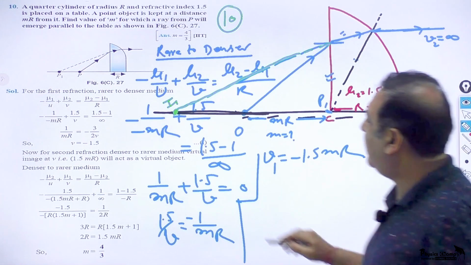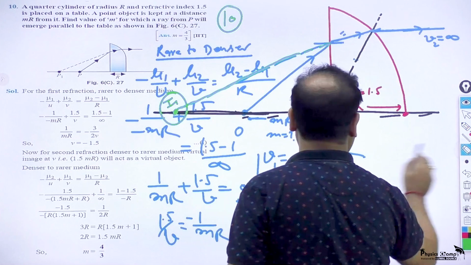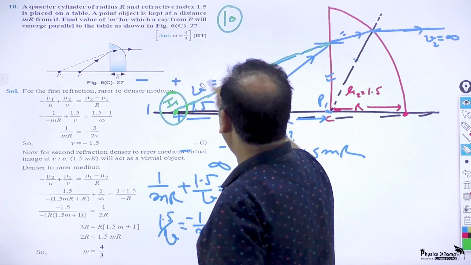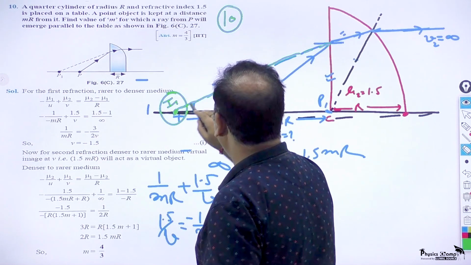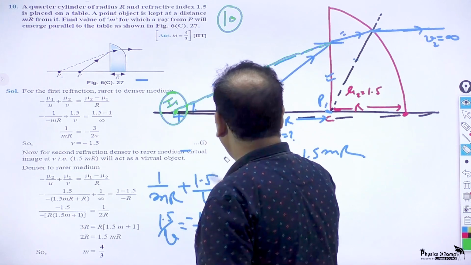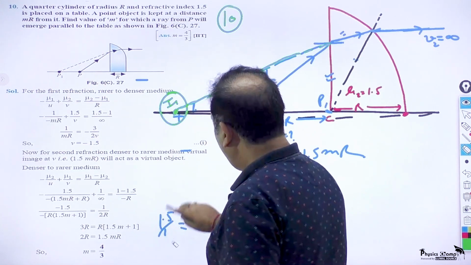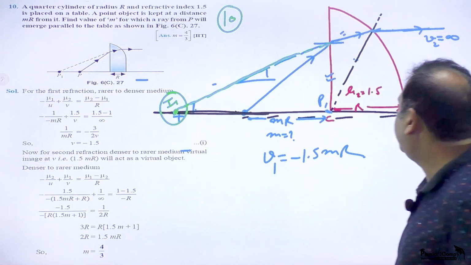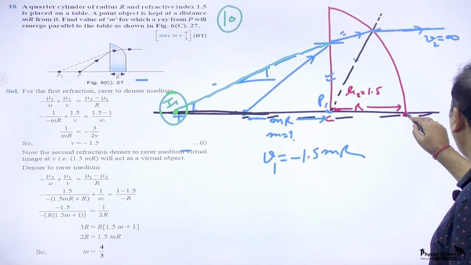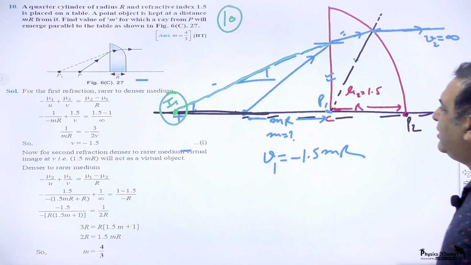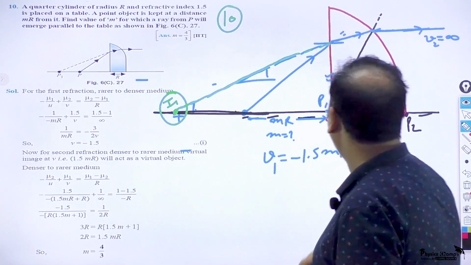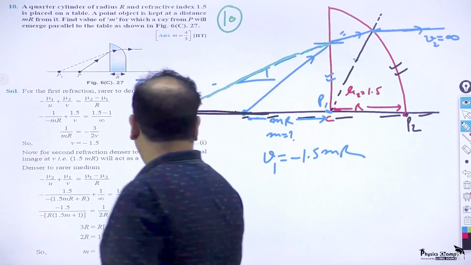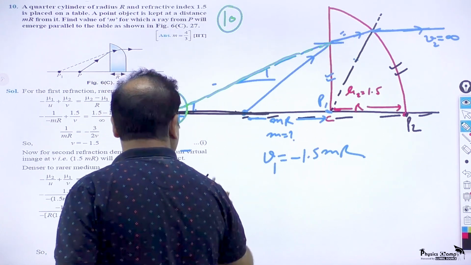Now the question is, I1 is the image for the first refraction, and it is the object for the second refraction. So how much is the distance of I1 from pole P2, so that it will act as an object for the second refraction, which is denser to rare? So the second refraction is now denser to rare.